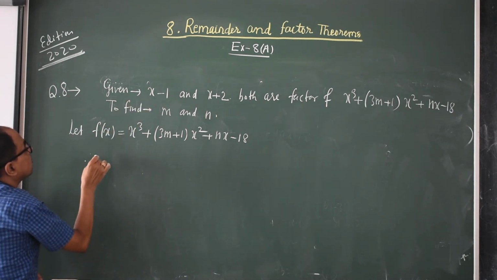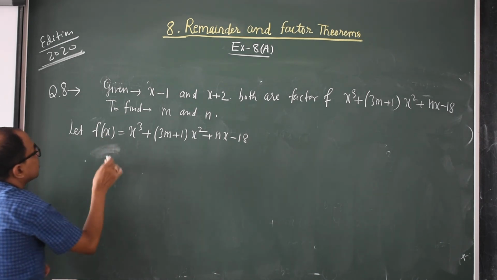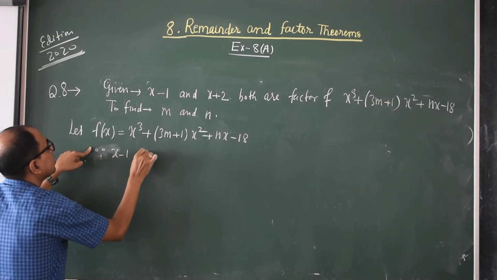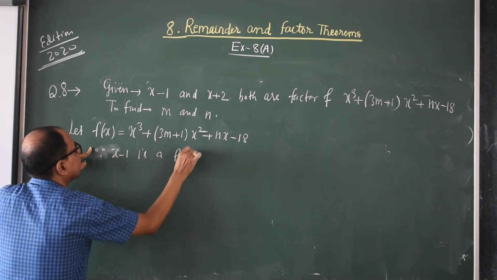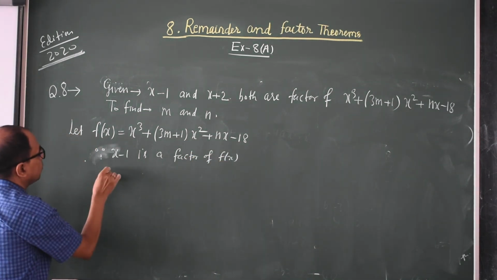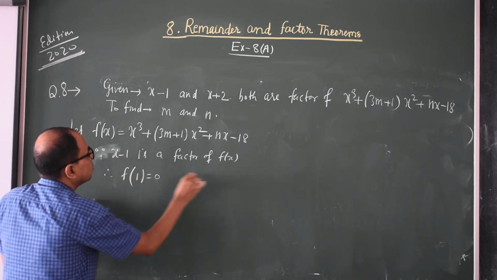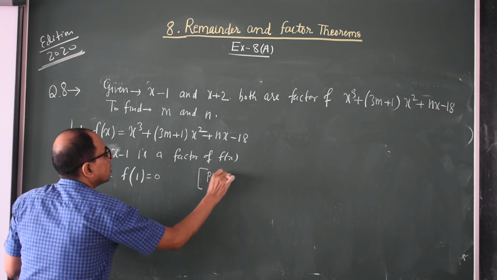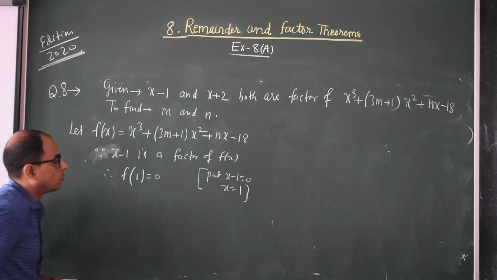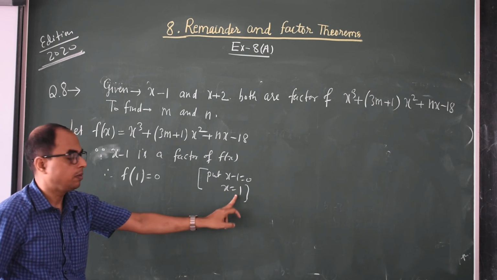Now, since x minus 1 is a factor of f(x), therefore the value of f(x) at x equal to 1 must be 0. Put x minus 1 equal to 0, so you will get x equal to 1. So for the factor, the condition is that the remainder must be 0. That means the value of the function at this point must be 0.